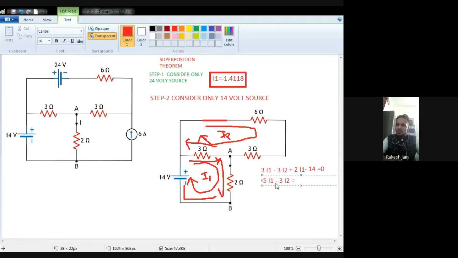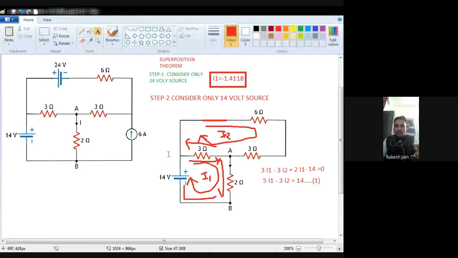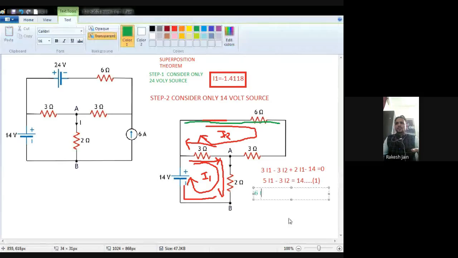Now step number 2 is what? Consider only the 14 volt source. So now we want to consider only the 14 volt source. So now my diagram will be changed. Now see, this one was my diagram, this one is the diagram.